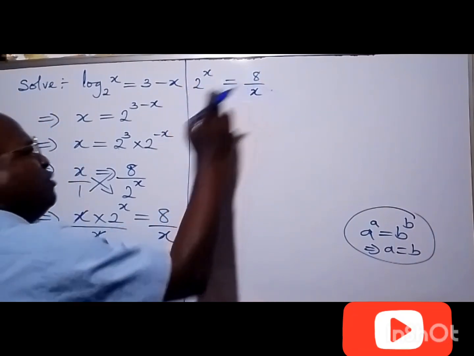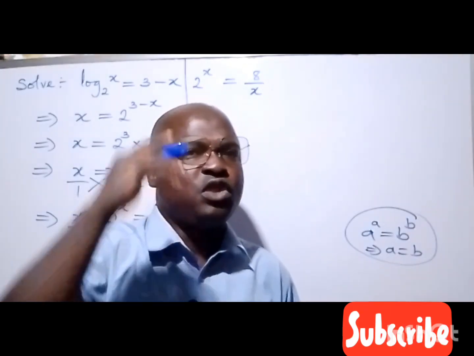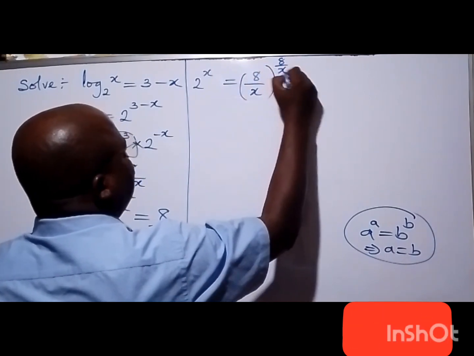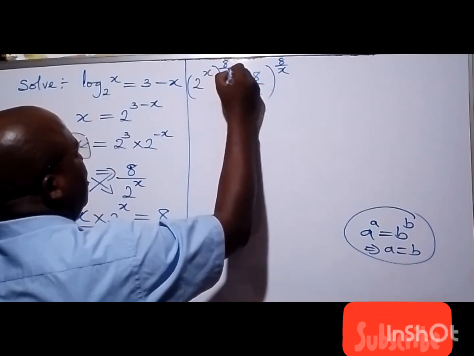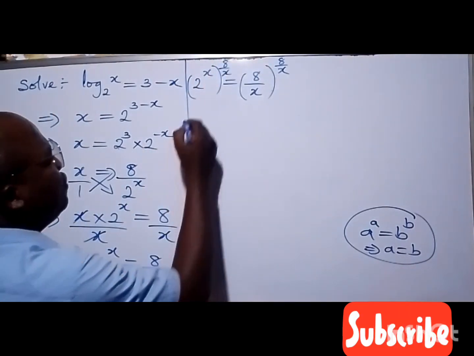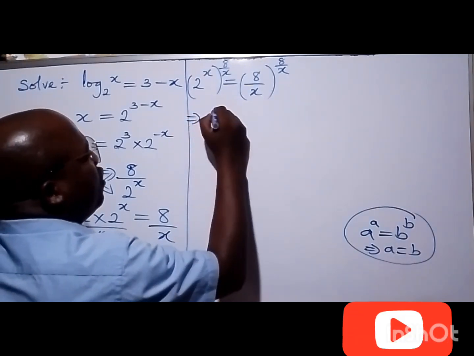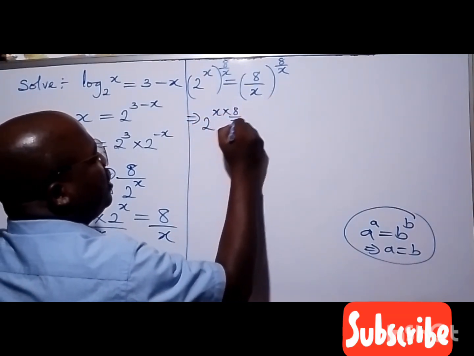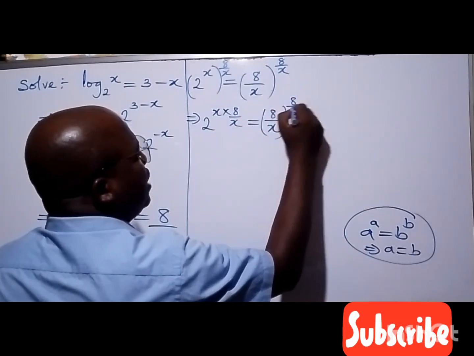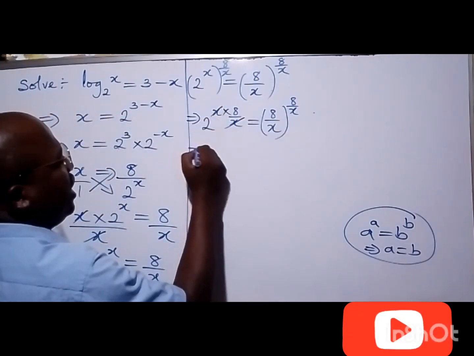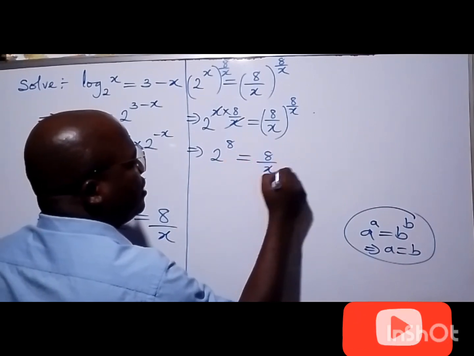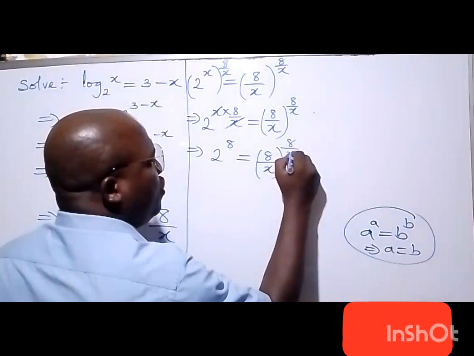I will raise both the right hand side and the left hand side to the power of 8 over x. But you can see we can still simplify this further. From there, we are going to have 2 raised to power x, and the powers will multiply: x times 8 over x, everything to the power of 8 over x. The x cancels here. That means we are left with 2 raised to power 8 is equal to 8 over x, then we have 8 over x.